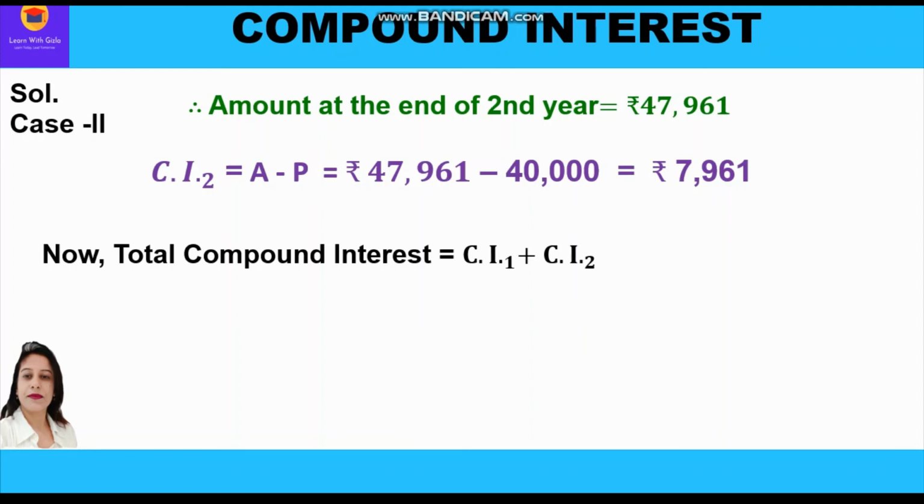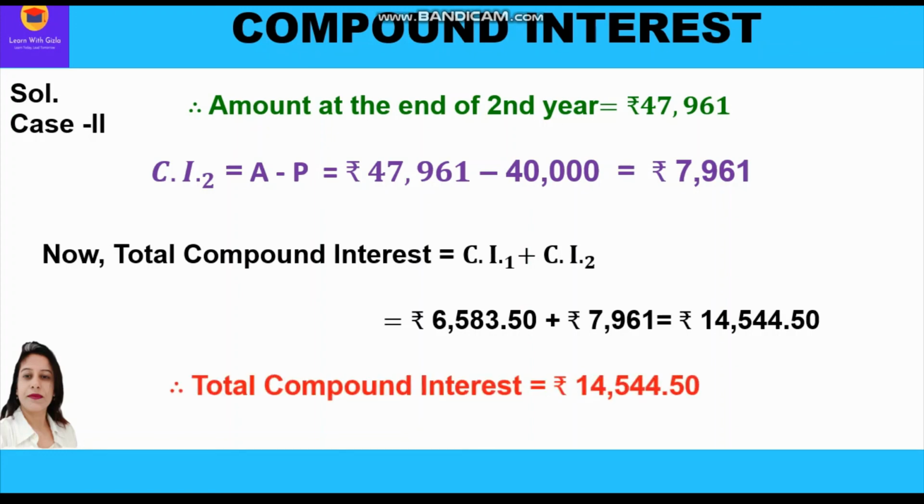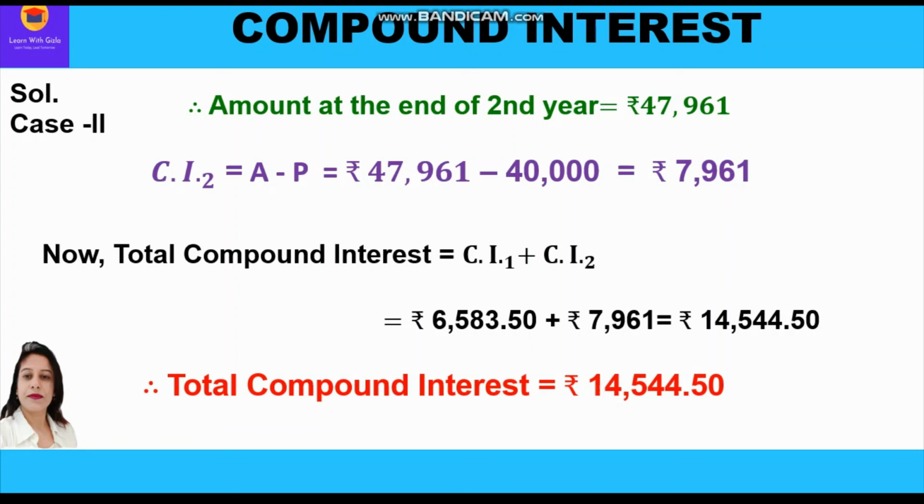So 6,583.50 plus 7,961 is equal to rupees 14,544.50. So this is the compound interest which he will receive from his investments at different rates which he has done at different amounts. So the principal was different and the rate of interest was different. Only the time period was the same, that is 2 years.